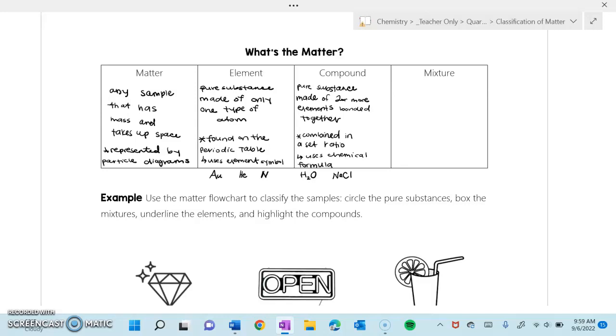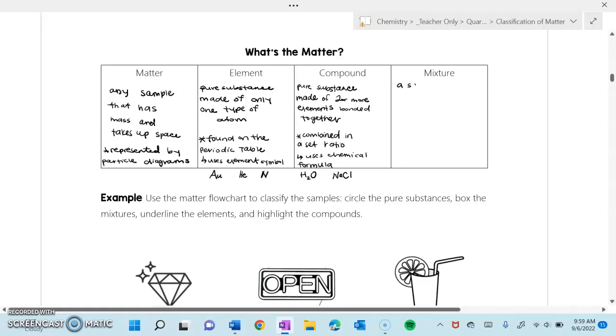Now, mixtures are not pure substances. They are samples made of 2 or more substances. And those can be picked apart by hand or by a different separating technique. But our mixtures are not pure. Okay, so a sample made of two or more substances. It can be separated physically.